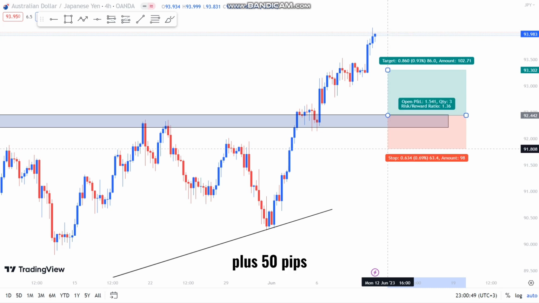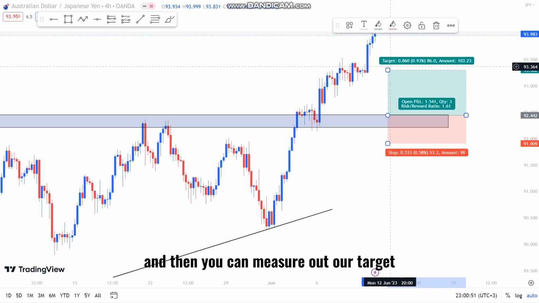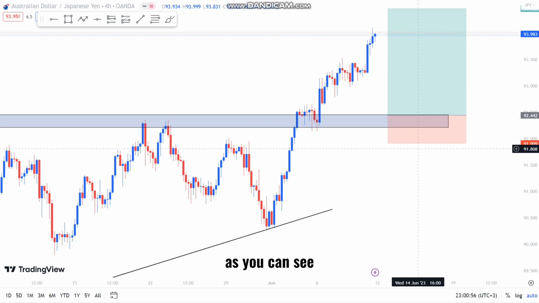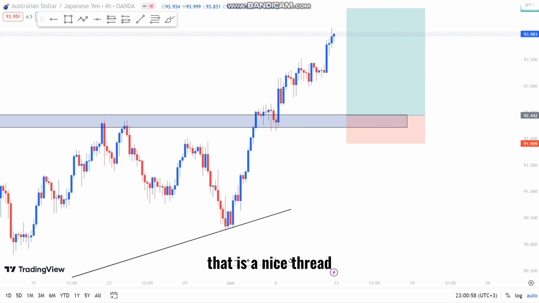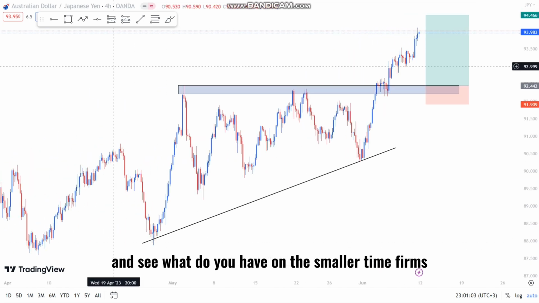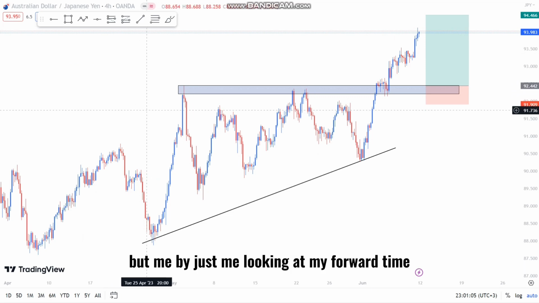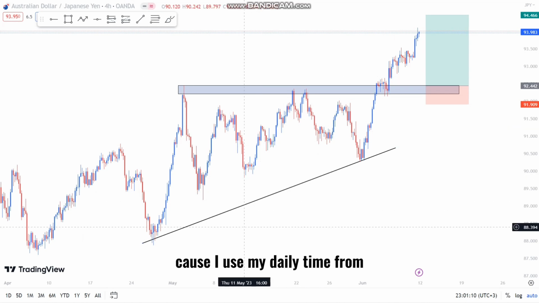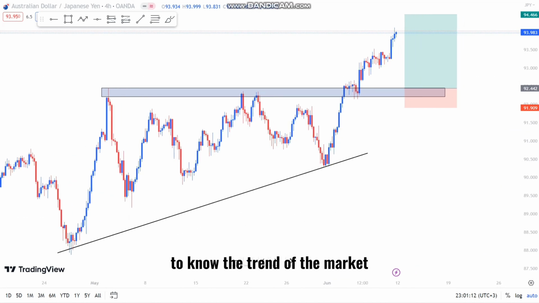Make sure that we have a stop loss of 50 pips, and then we can measure out our target. As you can see, 200 pips right there, traders. That is our nice trade. If you want, you can always check the smaller time frames and see what you have on them. But by just looking at my 4-hour time frame, I already draw out my structures, because I use my daily time frame to know the trend of the market. Then I use my 4-hour time frame to know the structures, the forex patterns that I have on my 4-hour time frame. Because when I discover them on my 4-hour time frame, they are more valid.